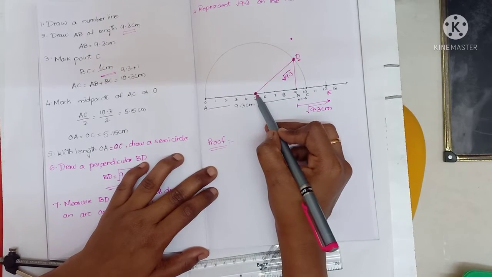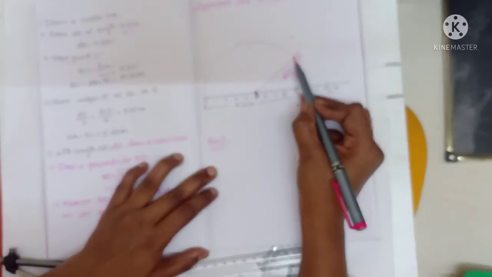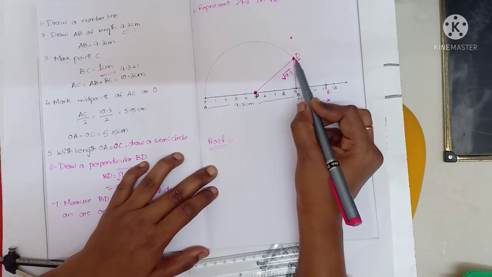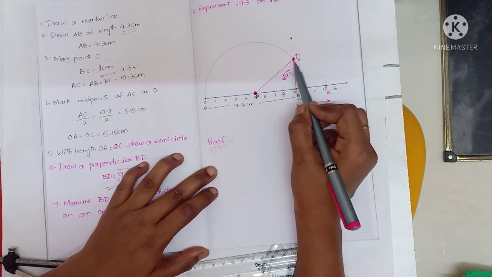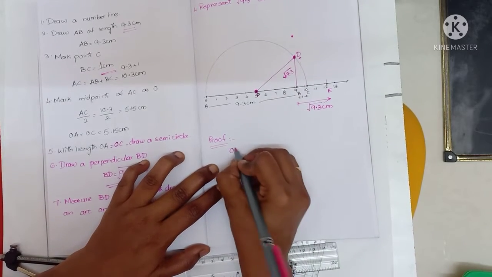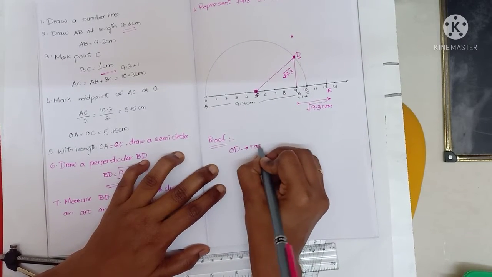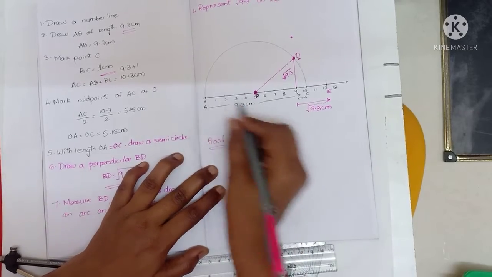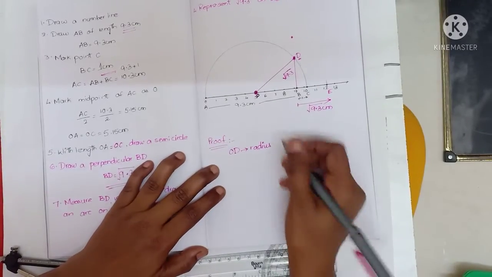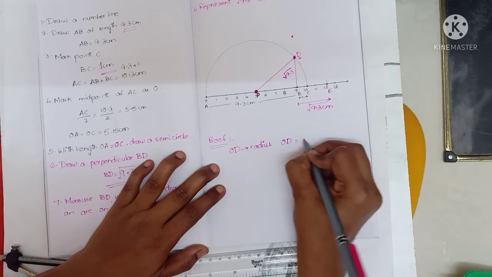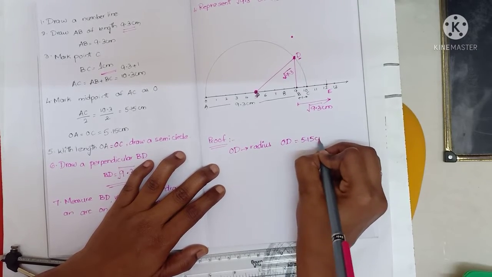O is the center of the semicircle. From the center, if you draw a line and if it touches the semicircle, it will become what? Radius. So OD is radius. OA, you know that already. OA is what? 5.15. So OD is 5.15 centimeters.